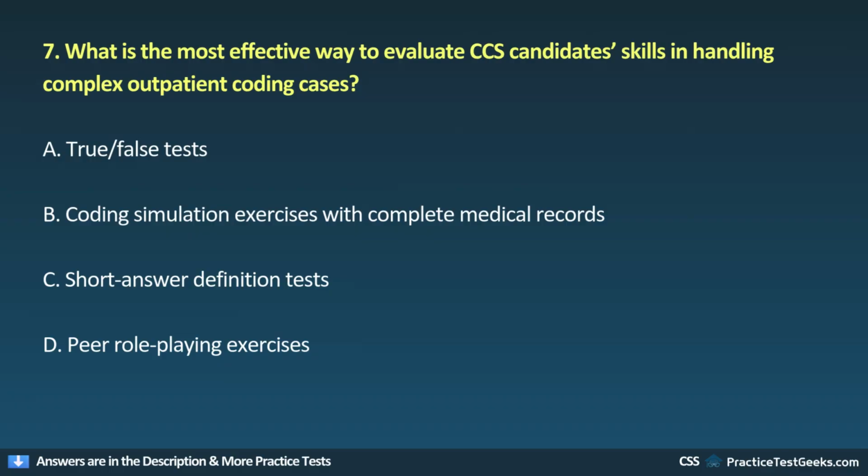7. What is the most effective way to evaluate CCS candidate skills in handling complex outpatient coding cases? A. True-false tests. B. Coding simulation exercises with complete medical records. C. Short answer definition tests. D. Peer role-playing exercises.